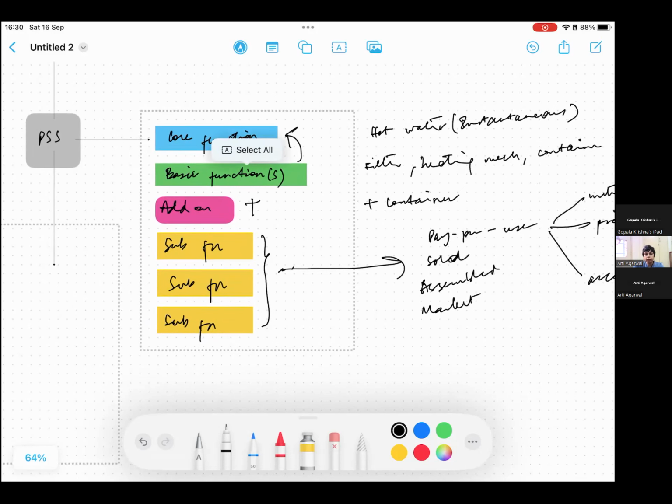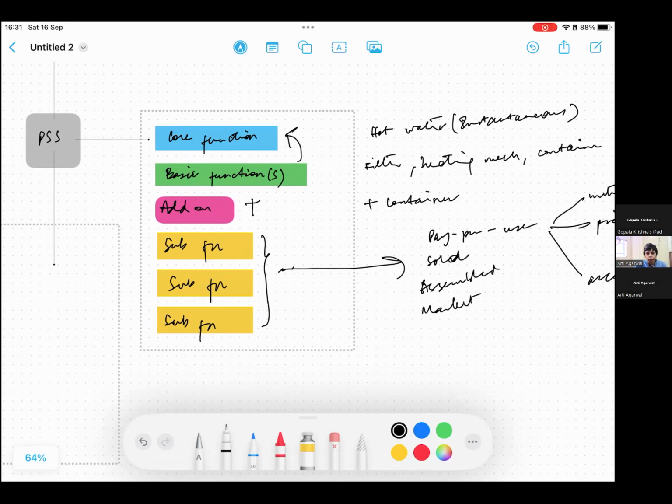So when you're actually doing this for a particular system design, you can write the actual things here instead of just writing the words basic function. You write these basic functions, and instead of just writing the word add-on, you can write what your add-ons are. You may not have an add-on also. That's also perfectly fine.